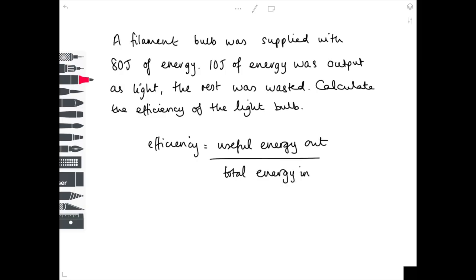And I like to make it a percentage, so times by 100, but that's not altogether necessary. So useful energy out, we know, was the light, so that's 10. Total energy input was 80, times it by 100, so you can pop that into your calculator or just cancel it down like I've just done. So the efficiency is 12.5%.